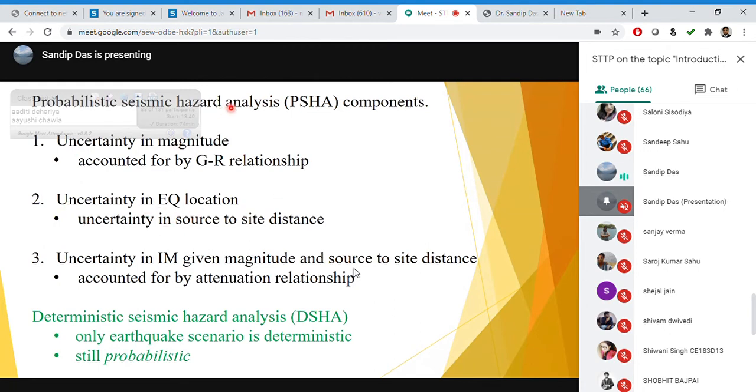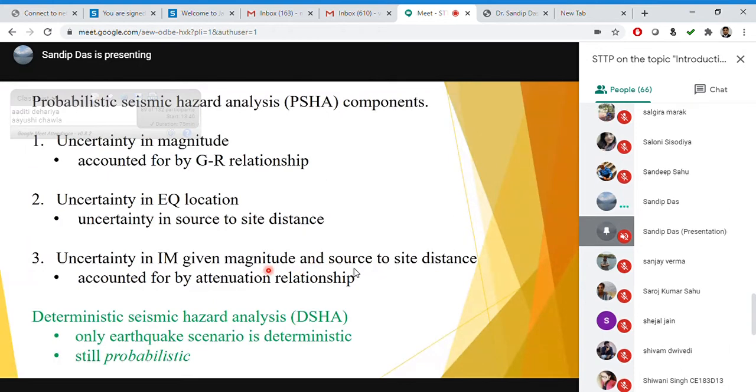Now, some of you might be thinking that there is another term, what is called deterministic seismic hazard analysis, DSHA. What is that? Now, there is no need to learn this separately if you learn what is probabilistic, because from the probabilistic framework, if you drop the first two, what you will be left with is essentially the deterministic. So it is only the earthquake scenario that is deterministic. That means you already know where it is located exactly. Some judgment is needed, and you also know what is the size of it. So that means uncertainty of earthquake location is not there. Uncertainty in magnitude is not there.